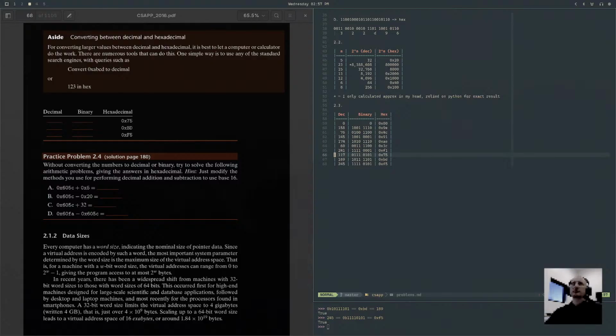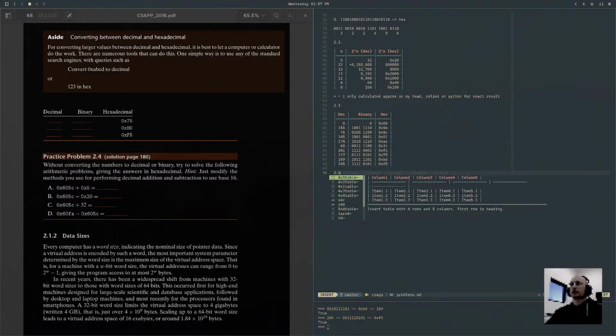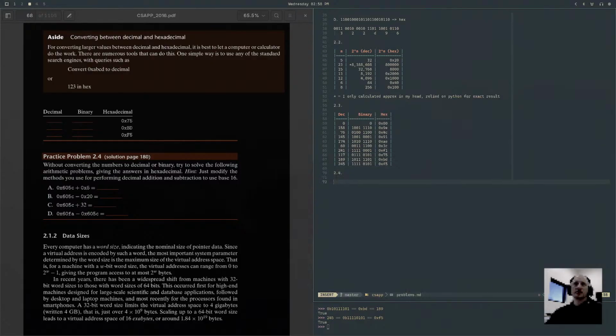Okay, so now we're on practice problem 2.4. It just has an A, a B, a C, and a D. And here it says, without converting the numbers to decimal or binary, try to solve the following arithmetic problems, giving the answer in hexadecimal. Hint, just modify the methods used for decimal. Yeah, that's what I was going to do.